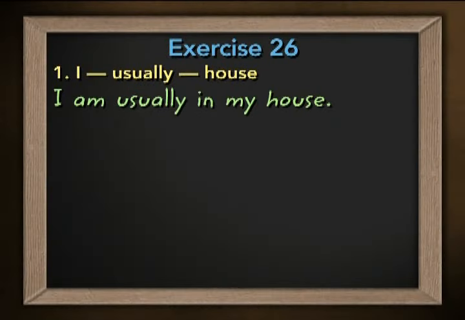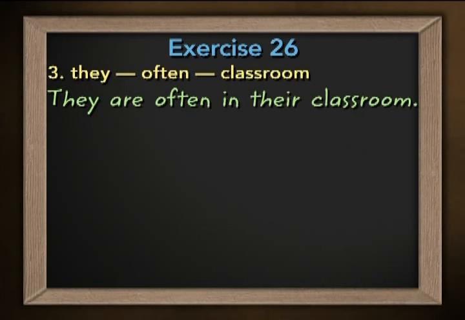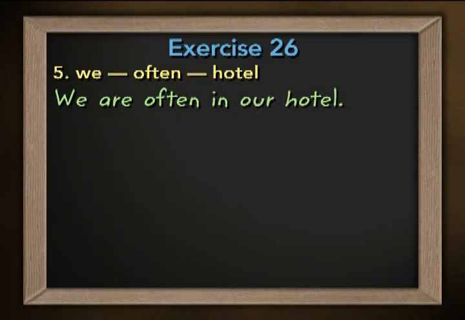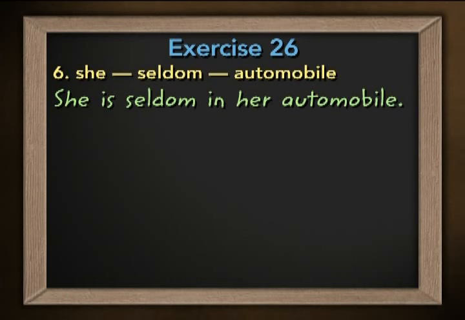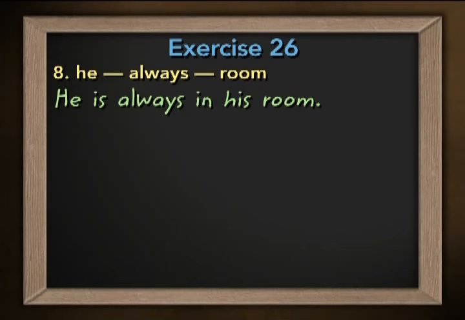Let's review. You put frequency words together, created sentences with the correct possessive adjectives, right? So, for example, in number 1, you saw I usually house, and you wrote, I am usually in my house. Okay? She is never in her car. They are often in their classroom. You are always in your room. We are often in our hotel. She is seldom in her automobile. It is never in its place. He is always in his room. That's very good.